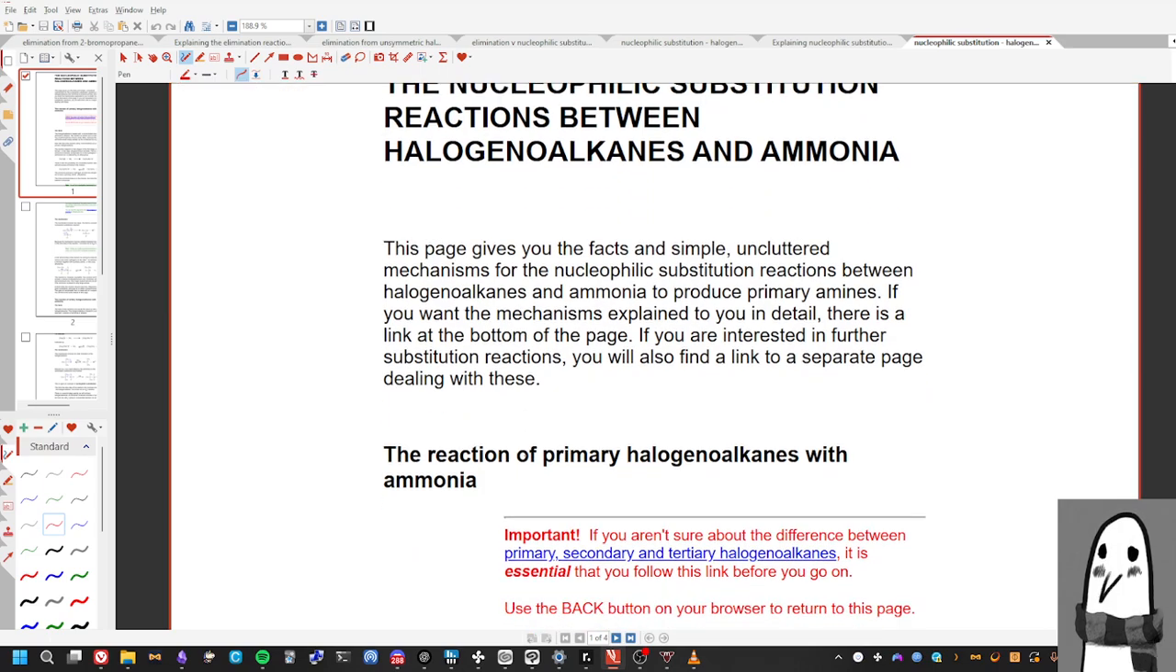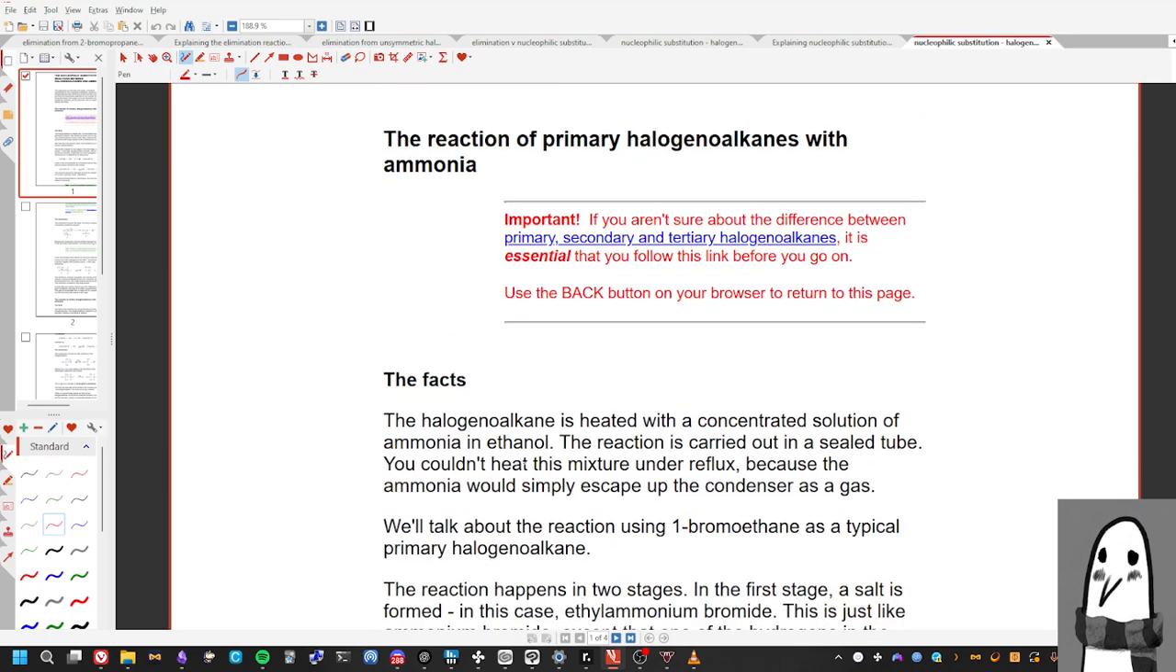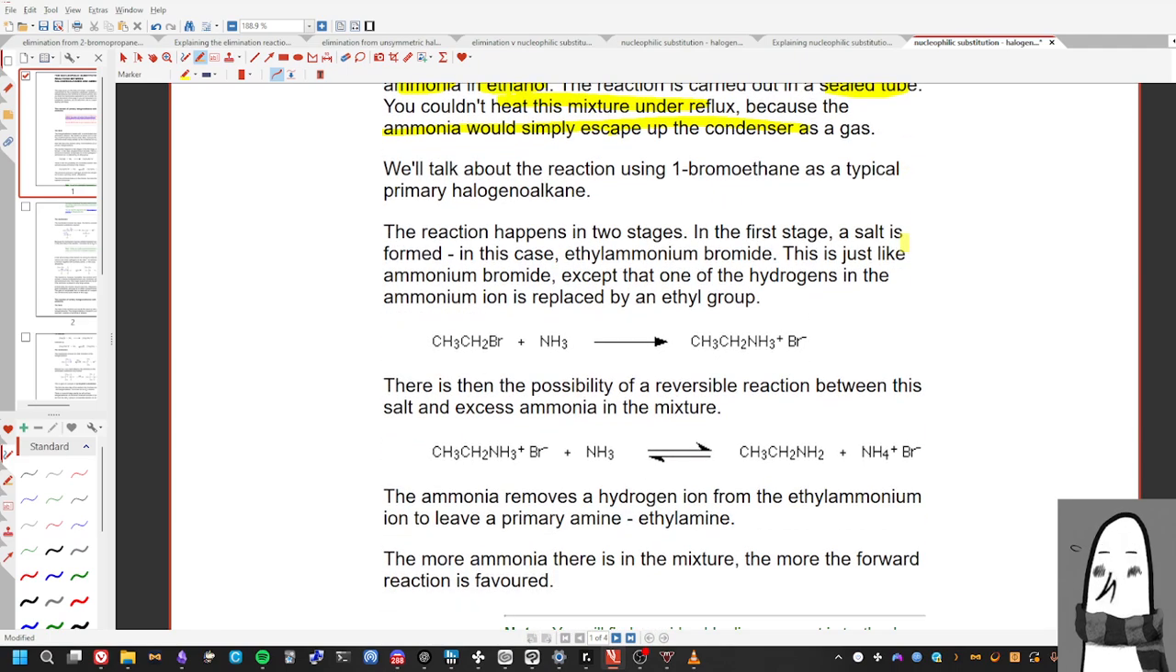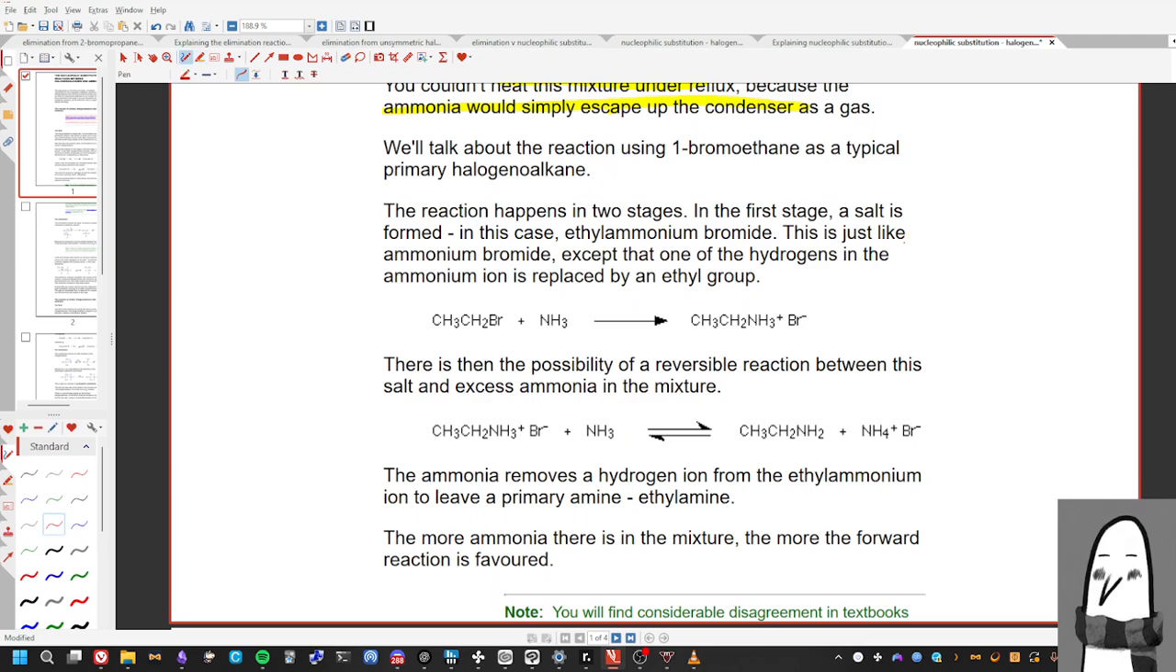This page gives you the facts in simple and clear terms. Yep. It produces primary amines, because it's the exact same thing for any other one. Make sure you know it's concentrated ammonia in ethanol, because ammonia is a gas. The reaction happens in two stages. One is where the ammonium salt is formed, and the next is when the amine is formed and the NH4Br is formed. At the first stage, the salt is formed. In this case, it's ethylammonium, but then it'll be di, then tri, then tetra.